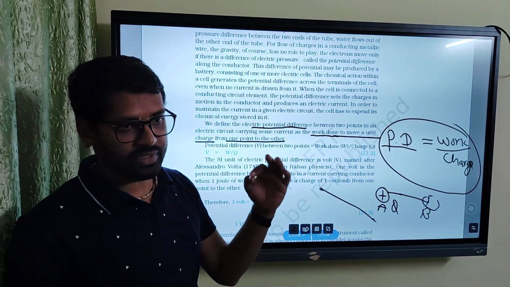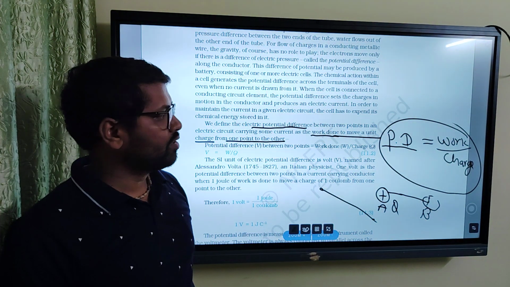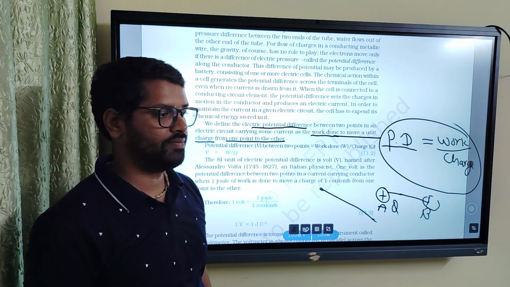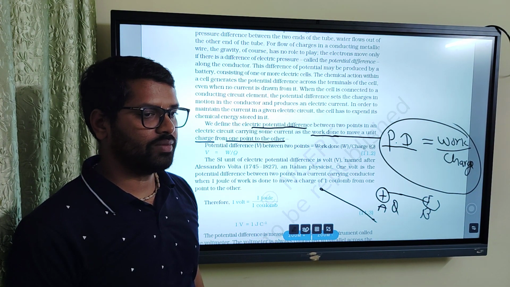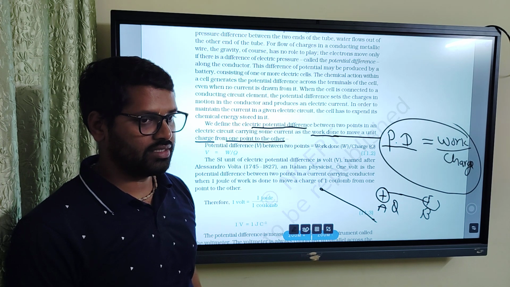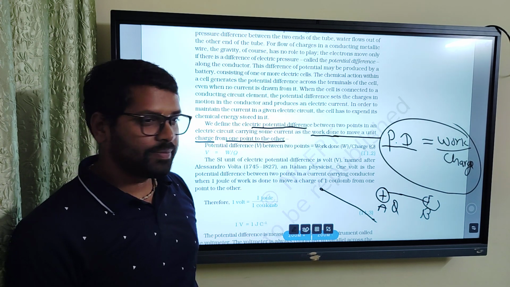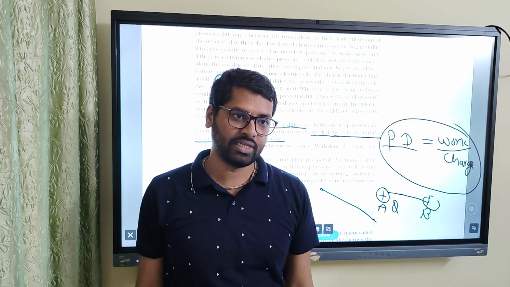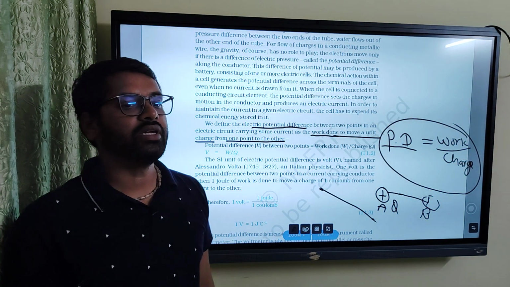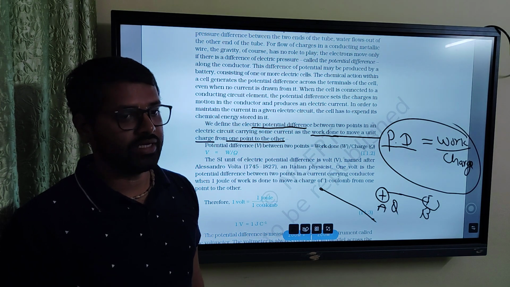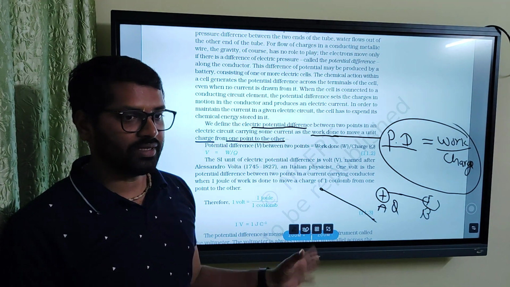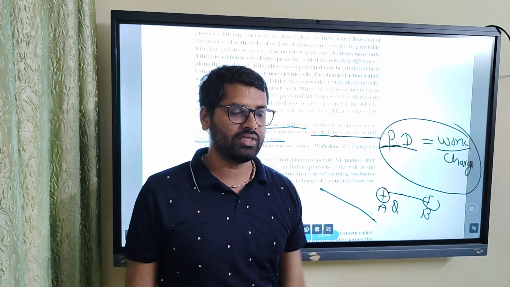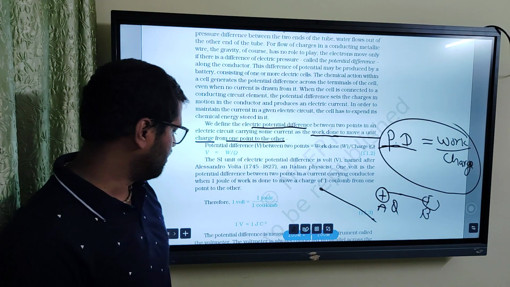Correct? Now every physical quantity has units. So what is the unit of potential difference? Volt. Volt is again the name of a scientist. These people have done so much for science, for physics, so we have given their names as SI units. So work by charge is potential difference, and what is the SI unit? Volt. Now that's all.